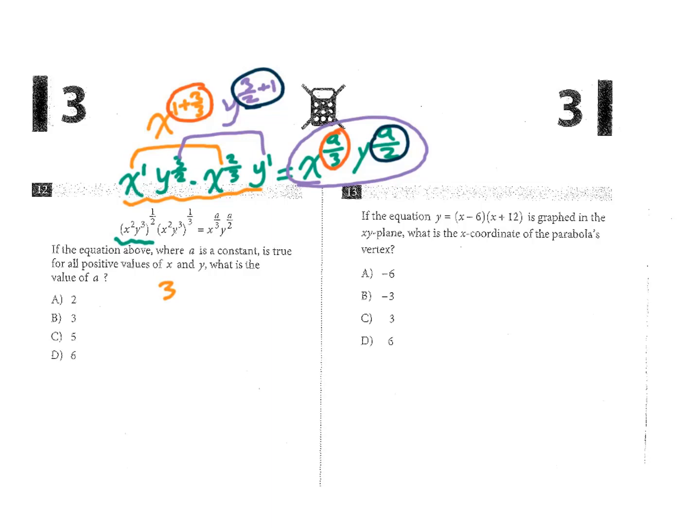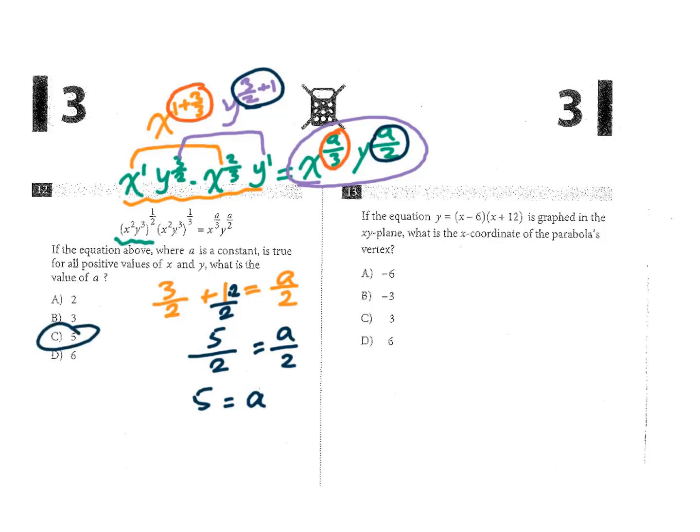Let's do y, it's easier. 3 over 2 plus 1 equals a over 2. So we got this one is 2 over 2. That's 5 over 2 equals a over 2. Therefore, a equals 5. That's C is the solution.